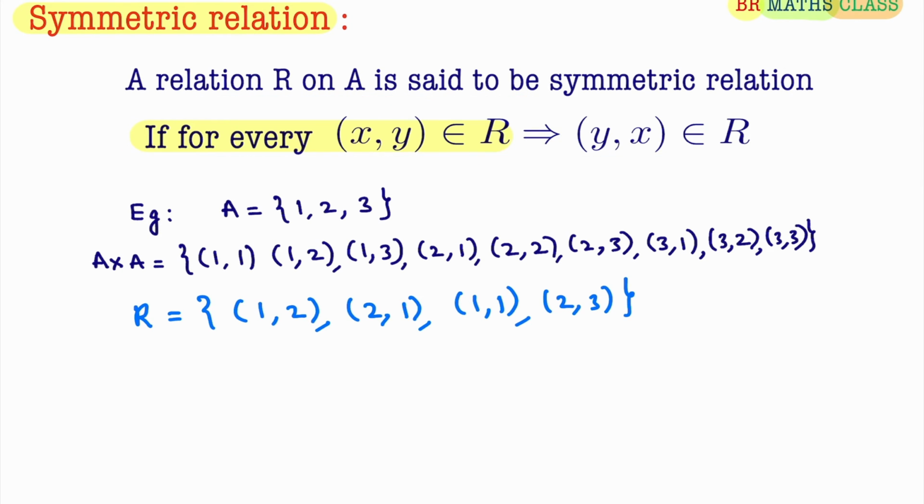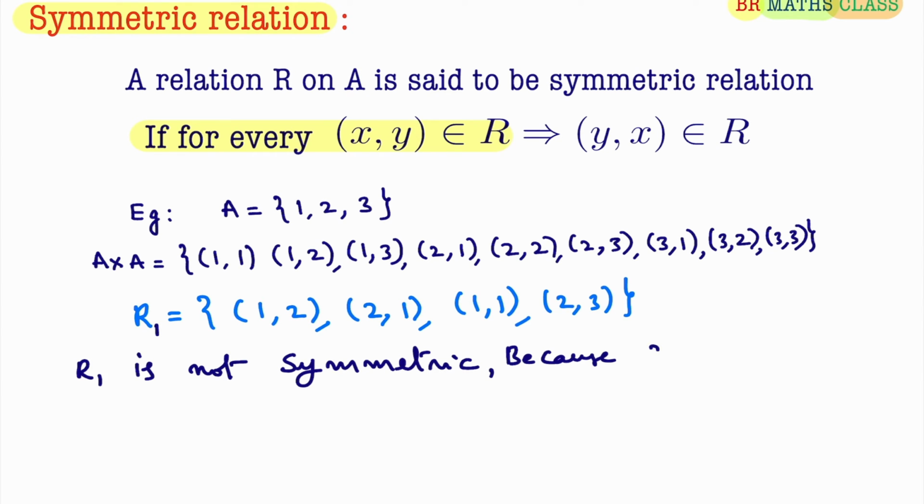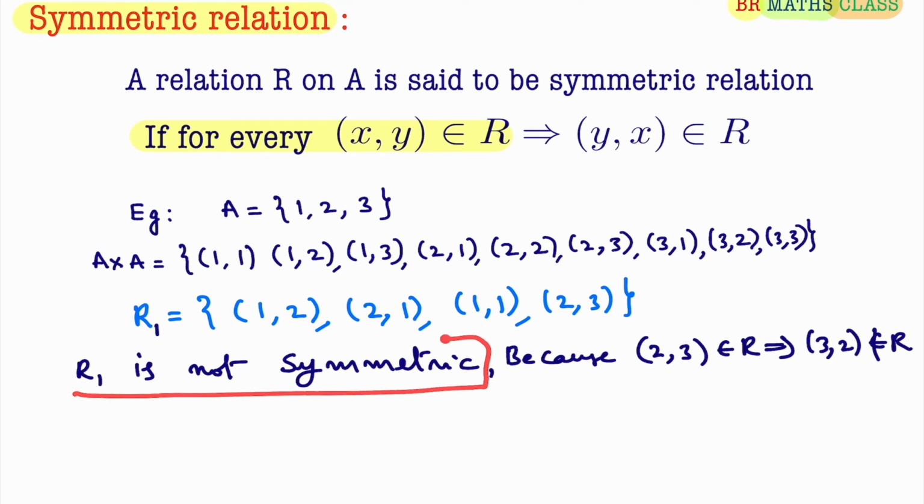So what I'll write here, I'll name it as R1. R1 is not symmetric. Why is it not symmetric? Because (2, 3) is there in this relation, but (3, 2) does not belong to the relation. That's why we say that this relation is not symmetric.